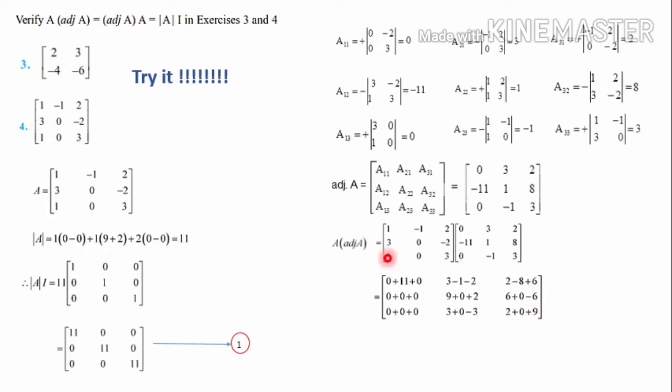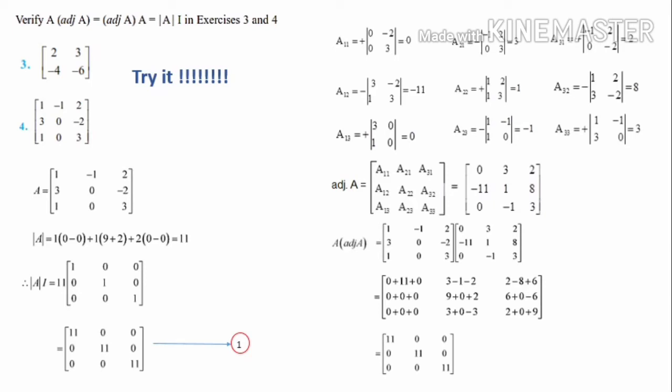Next, third row, first column: 1 into 0 is 0, then 0 into minus 11 is 0, again 3 into 0 is 0. Again third row, second column: 1 into 3 is 3, 0 into 1 is 0, 3 into minus 1 is minus 3. Again third row, third column: 1 into 2 is 2, 0 into minus 1 is 0, 3 into 3 is 9.